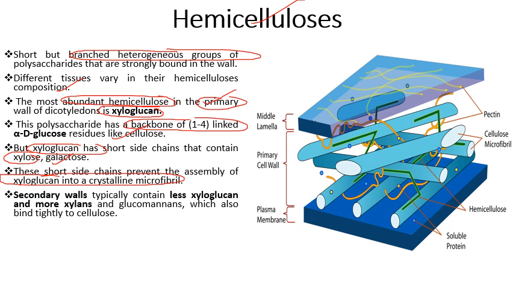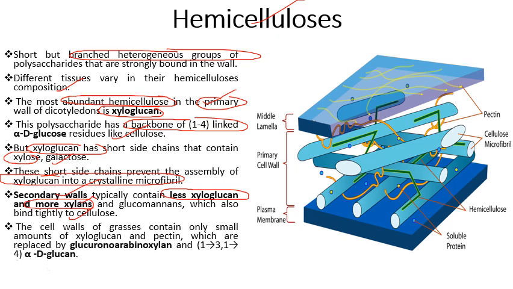And secondary cell walls typically contain less xyloglucan. Secondary cell wall में कम होता है xyloglucan, but secondary cell wall में ज़्यादा present होता है xylan and glucomannans, and they also bind tightly to the cellulose. So the cell wall of grasses, that is monocots, contains only small amounts of xyloglucans and pectins. इसमें कम होते हैं, ये ज़्यादा dicots में होता है, which are replaced by another biochemical substance that is called glucuronoarabinoxylan. It consists of two types of bonding, that is 1,3 or 1,4 glycosidic linkage of the glucan.